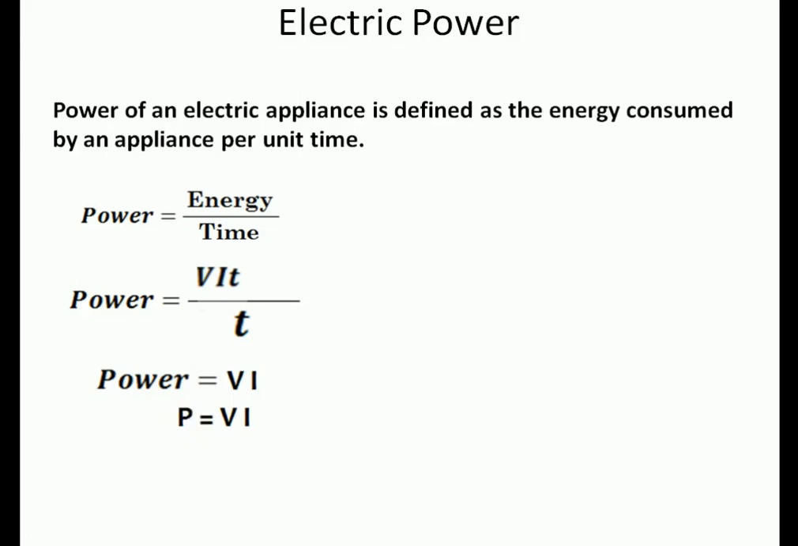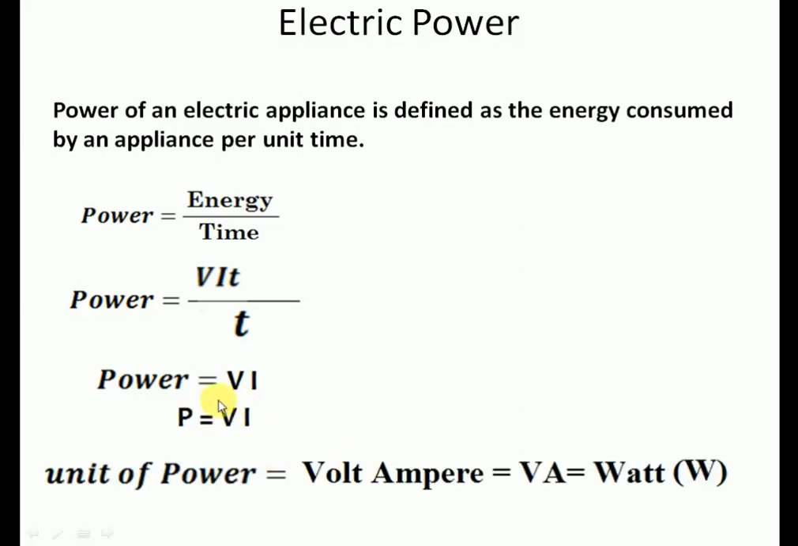Now let's see the unit. The unit of potential difference is volt, and the unit of current is ampere. So volt ampere. Again the unit of power is watt, so volt ampere is also watt. So for watt you can write either joule per second or volt ampere.